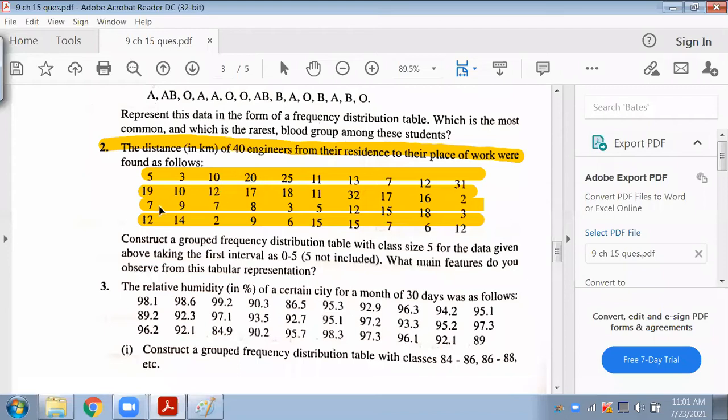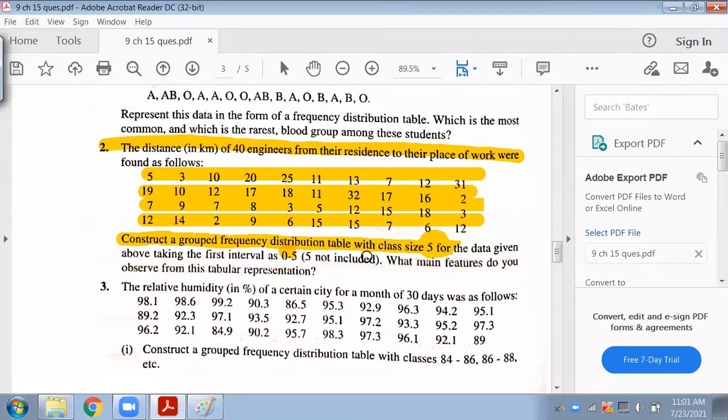Now what you're going to do is you are asked to construct a grouped frequency distribution table with class size 5. Here it is a group distribution table and the class size is 5 for the data given above, taking the first interval as 0 to 5, 5 not included. So your first class interval will be 0 to 5. Then you're going to tell what main features you observe from the tabular representation. Okay, that is the secondary thing.